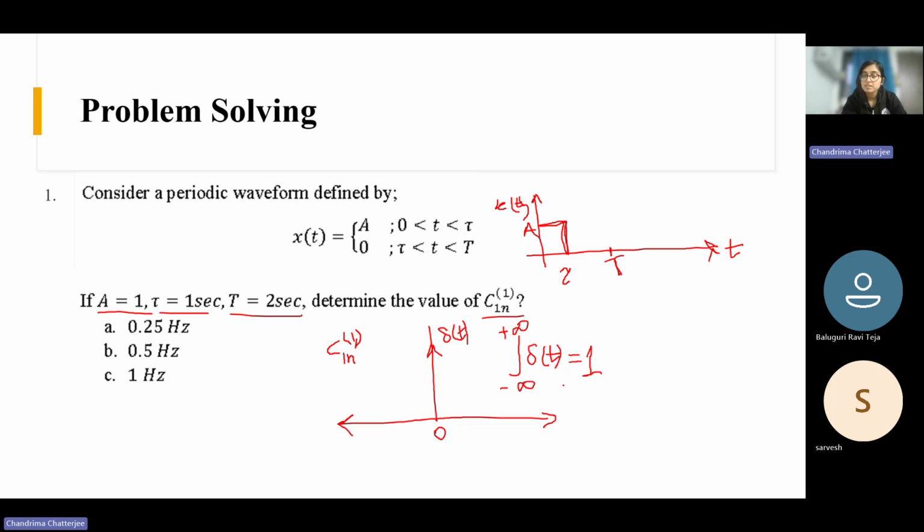So you must have seen that if you compute the Fourier coefficient Cn of this delta(t), for a unit impulse function you get 1 by capital T. The function is delta(t) multiplied by e to the power minus j n omega naught t, dt.